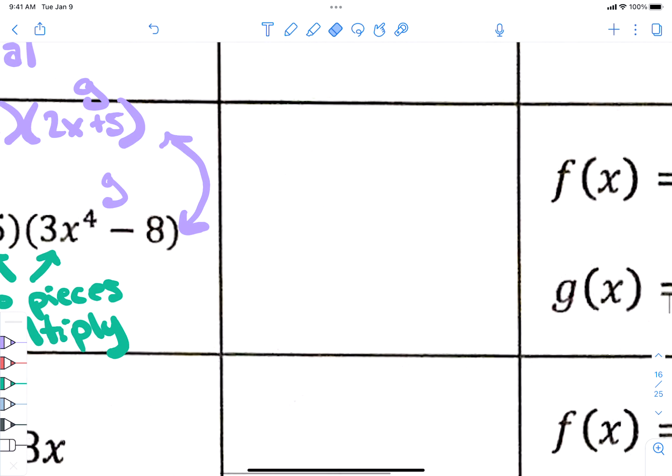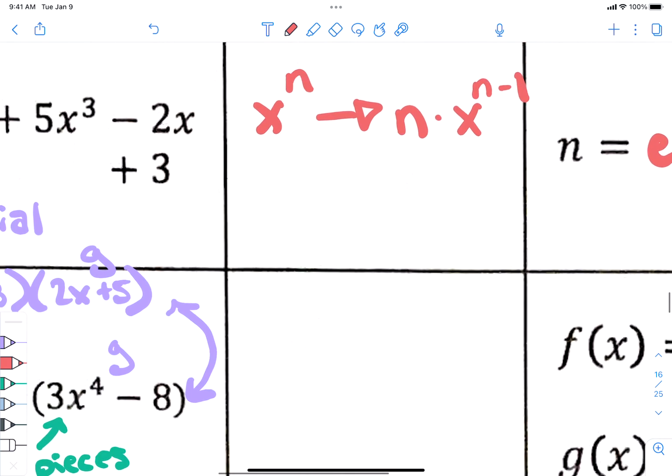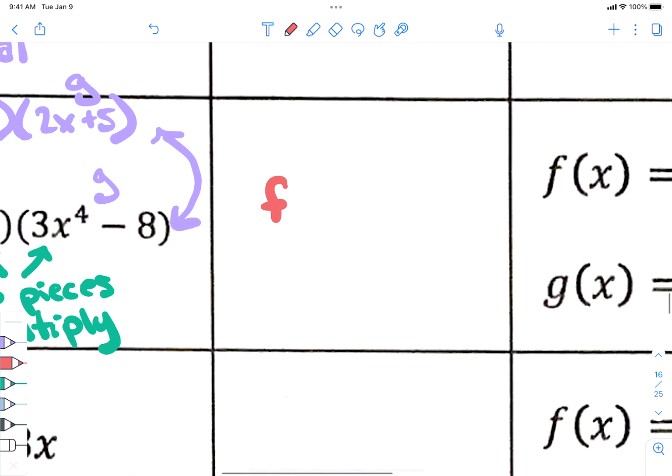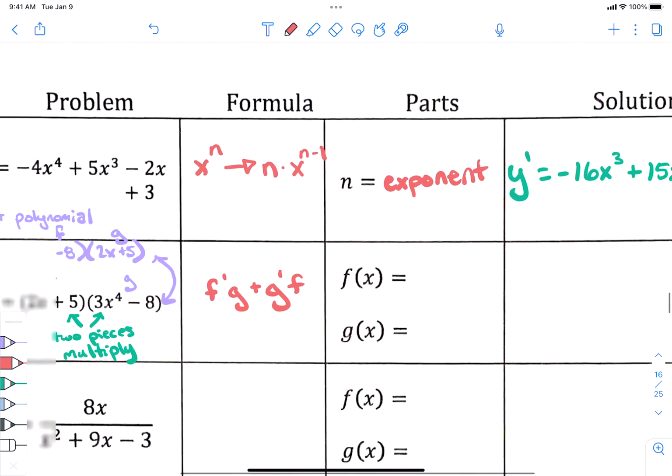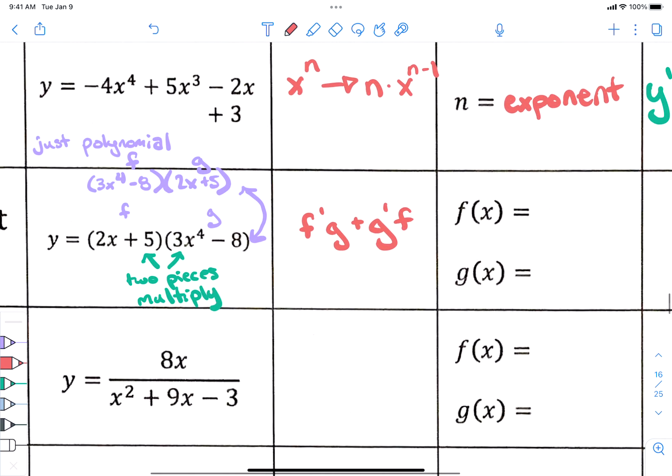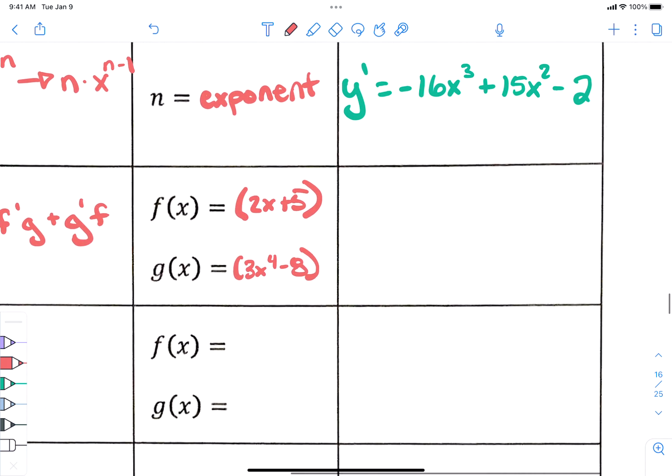The rule is F prime G plus G prime F. I always say F is the first piece, G is the second piece. We'll label them as what they are over here. So F in this case is 2x plus 5. G in this case is 3x to the 4th minus 8. That's what F and G are.